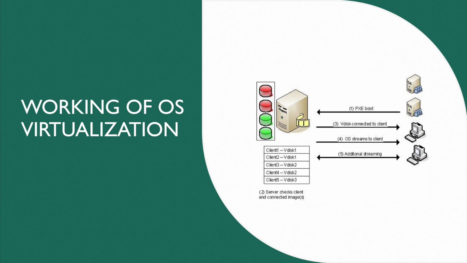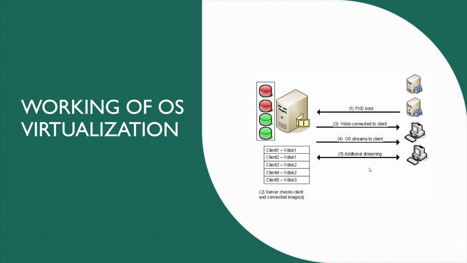So mainly, in the first step we establish a connection between the server and the client using PXE boot. Coming to the second step, the server will check the client and the connected image. As we are assigning the virtual disk to the client, whatever disk we have assigned to the client will be fixed. Coming to the third step, the virtual disk is connected to the client through the operating system virtualization server. We also have a back end in the VDisk connected to the client.